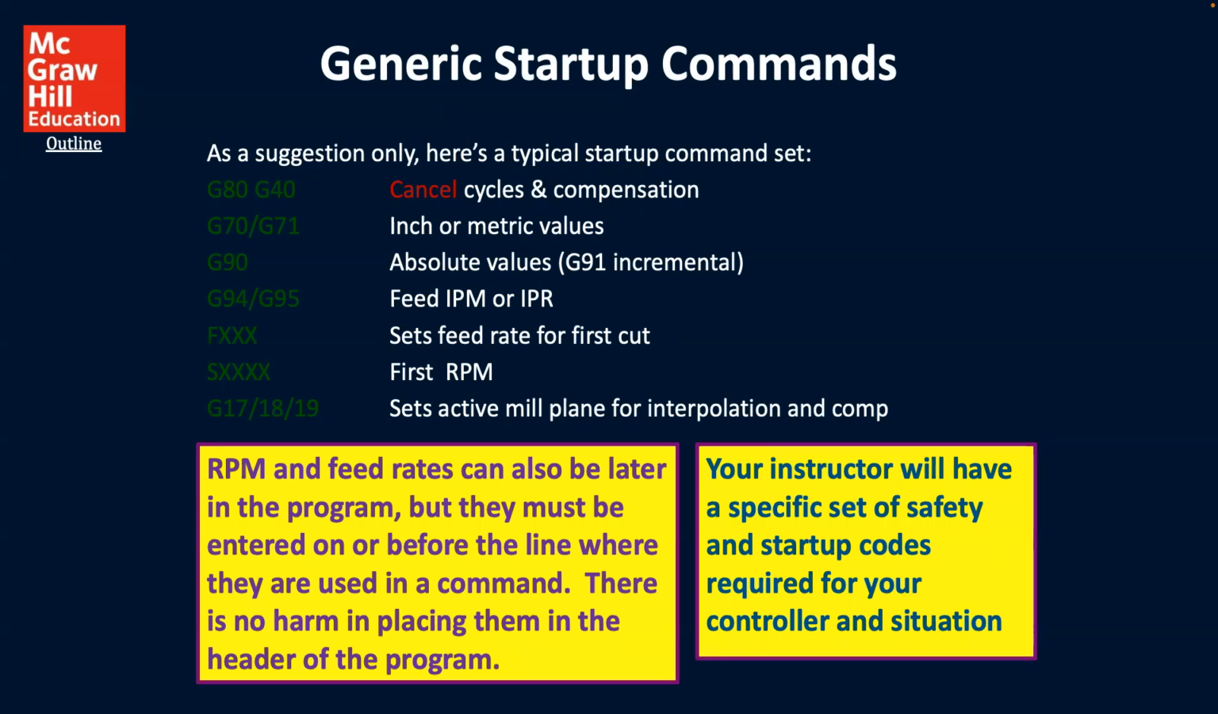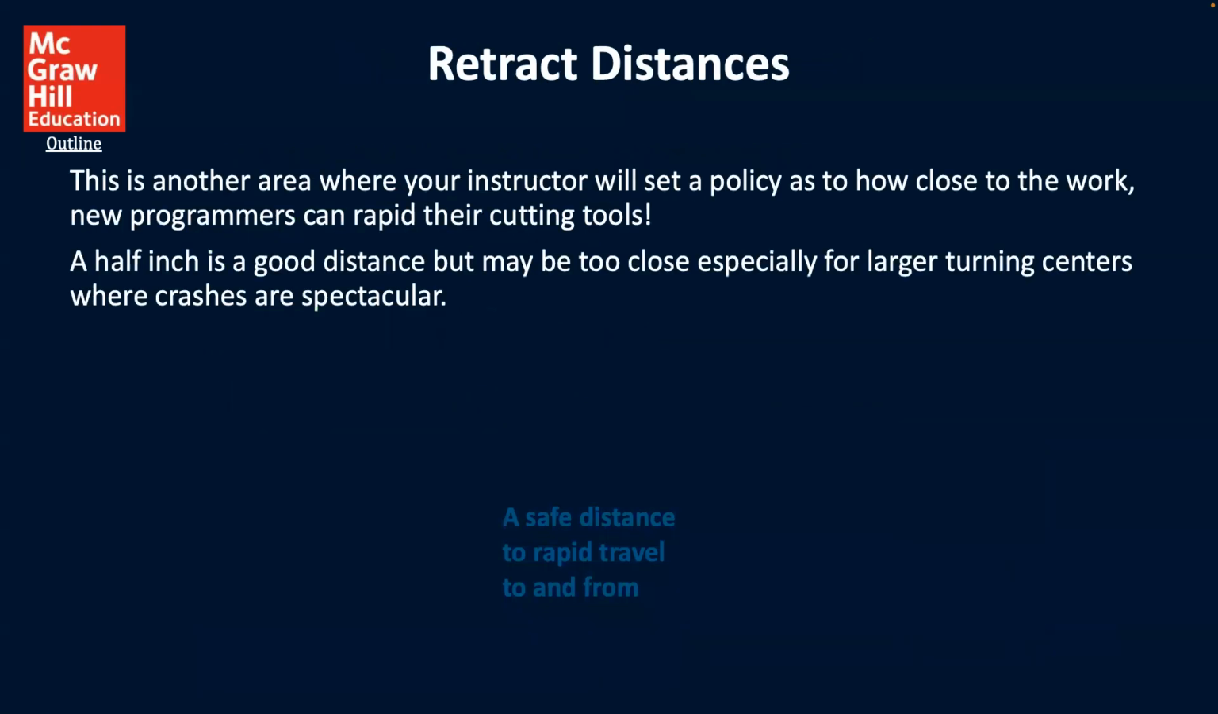RPM and feed rates can also be later in the program, but they must be entered on or before the line where they are used in the command. There's no harm in placing them at the header of the program. So we're getting into some programming style here. In general, you'll have a specific set of safety and startup codes required for the controller and the situation that you're going to be dealing with.